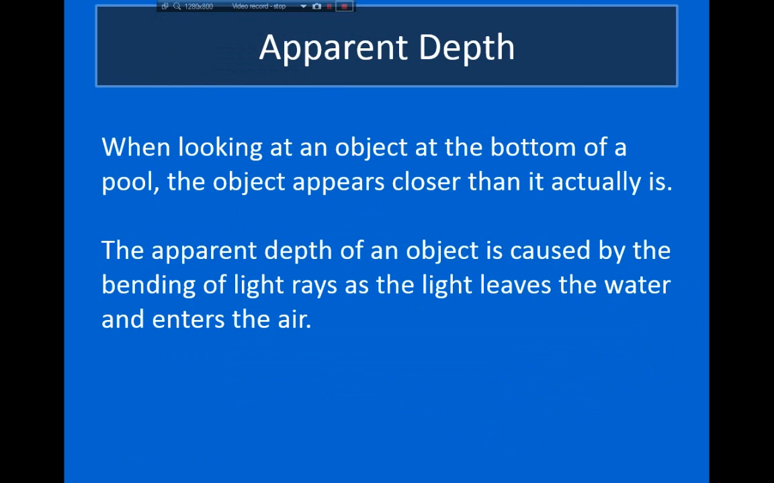Now, another phenomenon that I want to talk about is something that probably all of you are pretty familiar with. If you've ever looked at an object that's sitting at the bottom of a pool, it always looks like this object is a lot closer to the surface of the pool than it actually is. And the depth that the object appears to be at is called the apparent depth. So how do we calculate the apparent depth of an object?